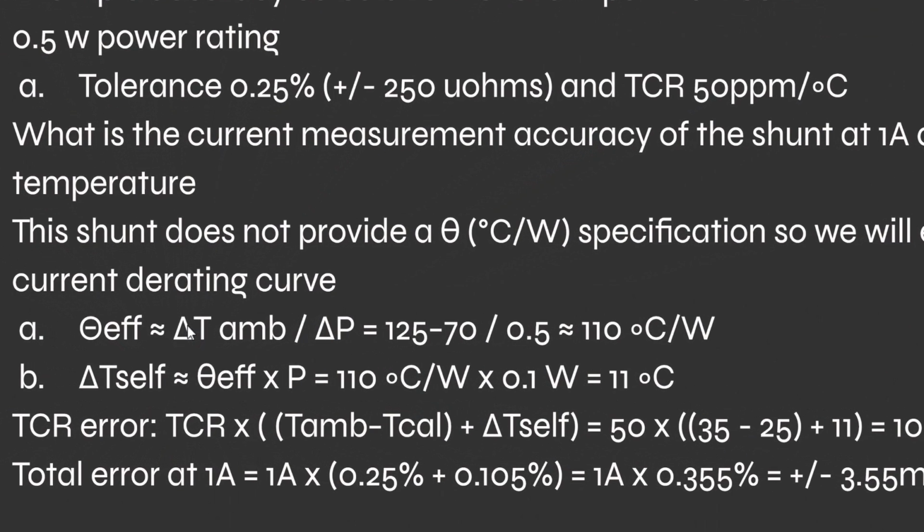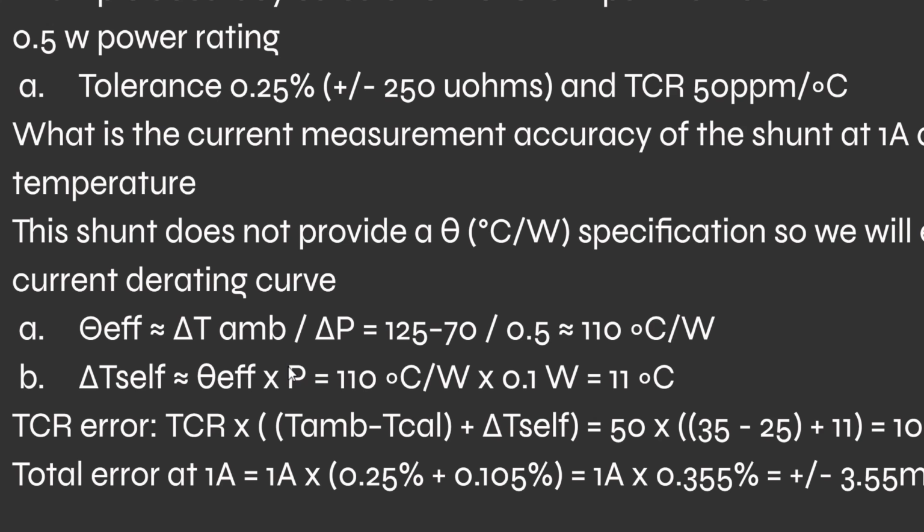Okay, and that's what I'm doing here in the math. So we have delta T ambient and delta P to estimate our thermal resistance spec, which is 110 degrees Celsius per watt, I should say. There's our delta P, 500 milliwatts, and our delta T, 55 degrees. So now we can estimate our self-heating at 1 amp.